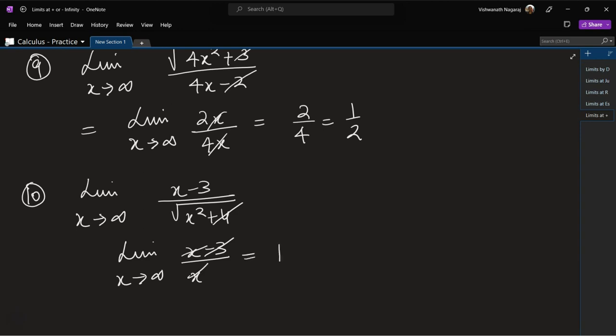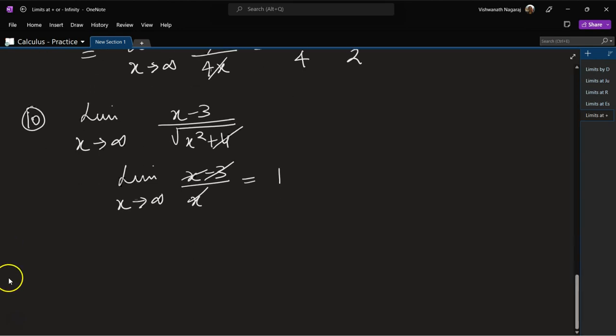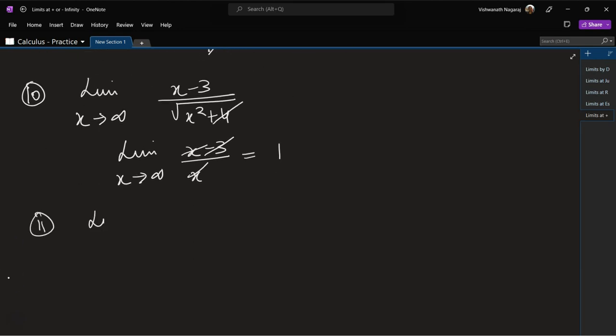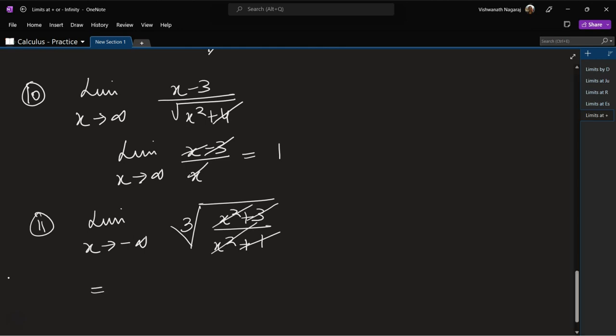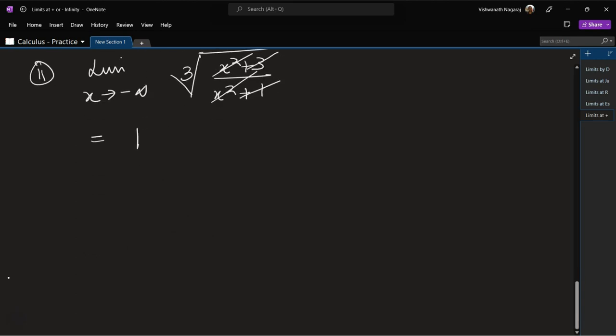X cancels, so we are left with, so the limit is 1. 11th one, limit as x approaches minus infinity of cube root of x square plus 3 by x square plus 1. 1 has no impact on this x square, 3 has no impact on this x square cancels, and we end up with cube root of 1, which is 1 because it's a constant.